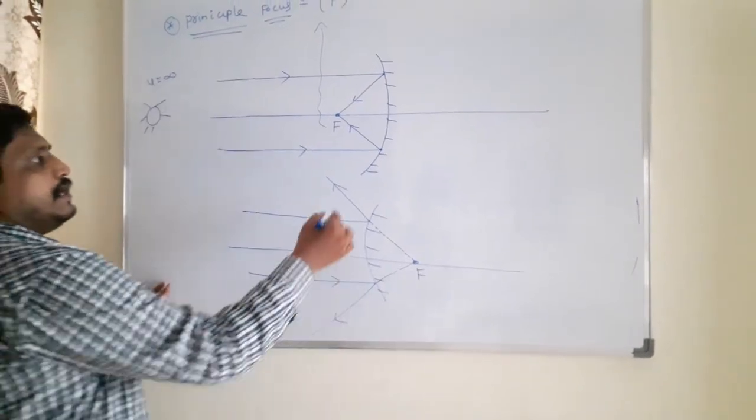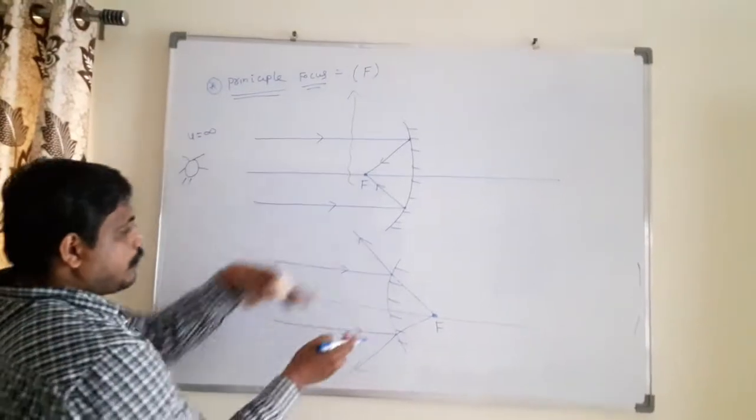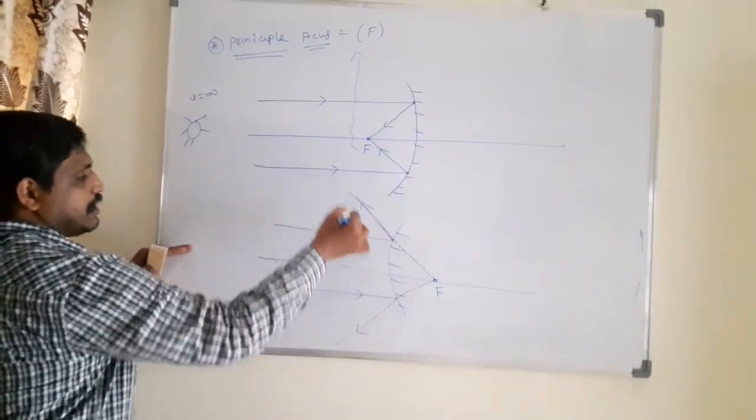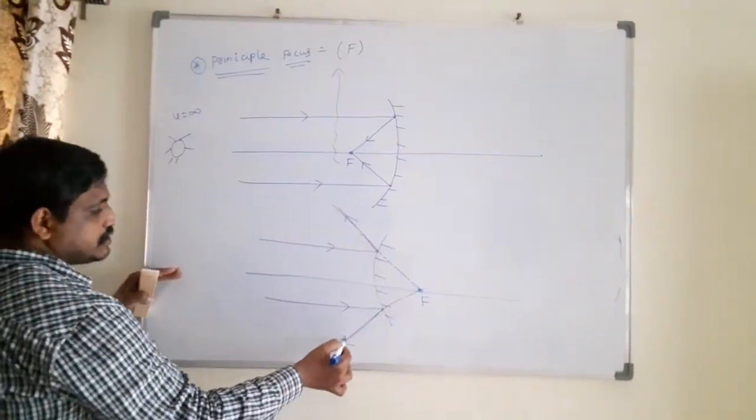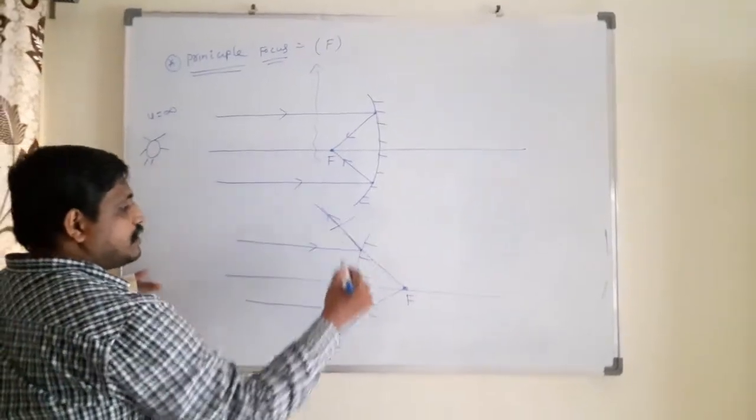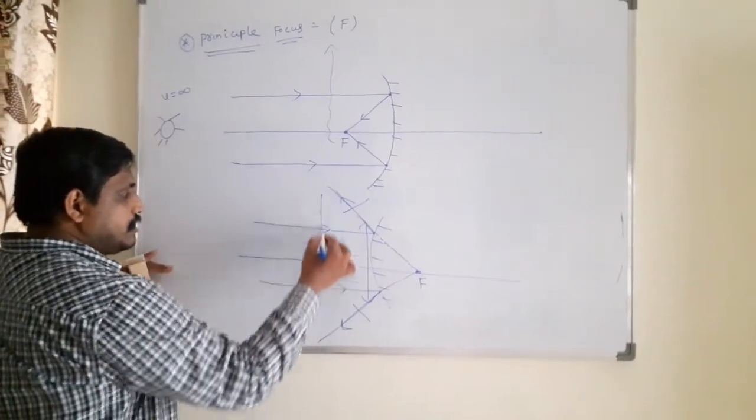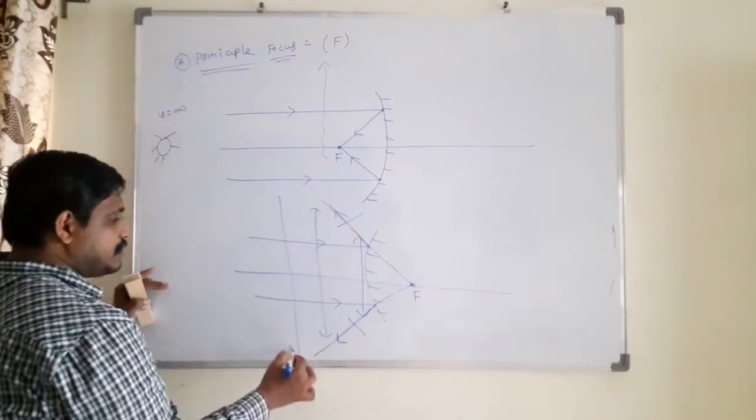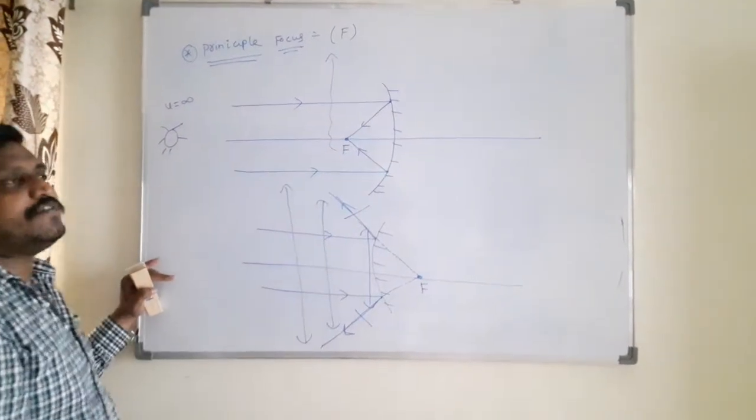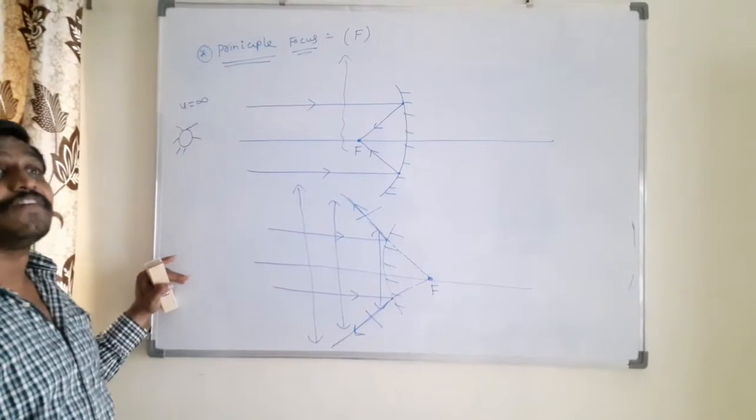Look here, the reflected rays move away from each other. These rays here are called diverging rays. That means the distance between the reflected rays increases. The distance between the reflected rays increases, and such rays are called diverging rays.